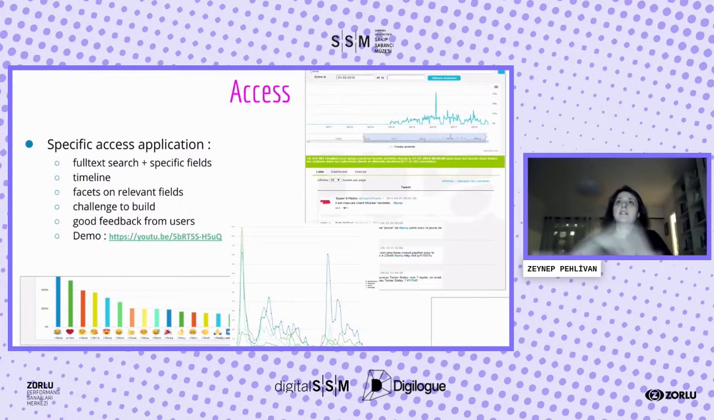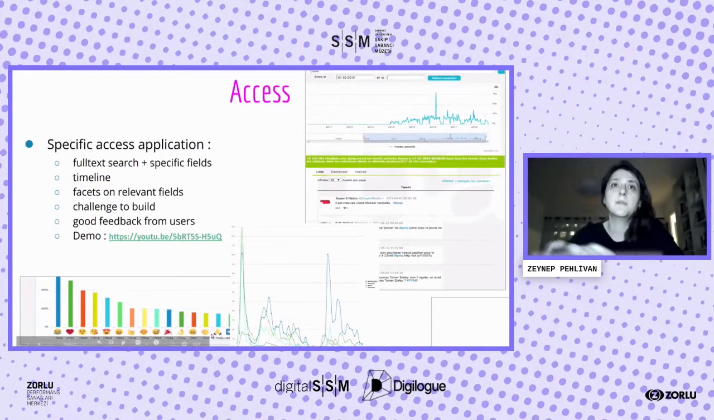Another thing we did at INA is to develop specific access applications. This one is for social media, because in social media we have hashtags, we have mentions, and for Twitter we have retweets. With this interface, users can search. They can do a full text search, like a search engine. They can see the timelines. They have different facets on relevant fields.